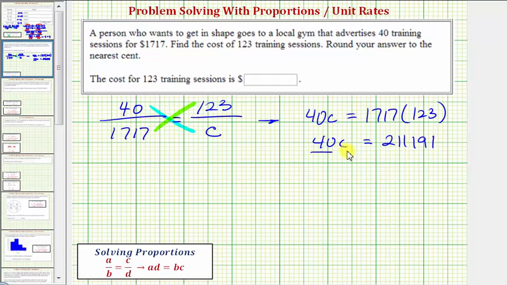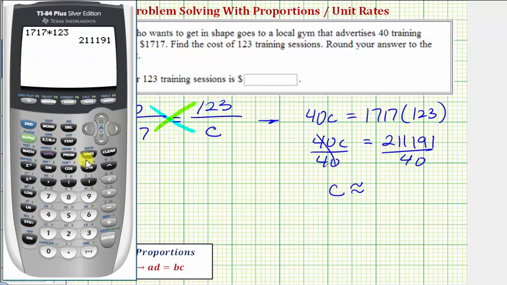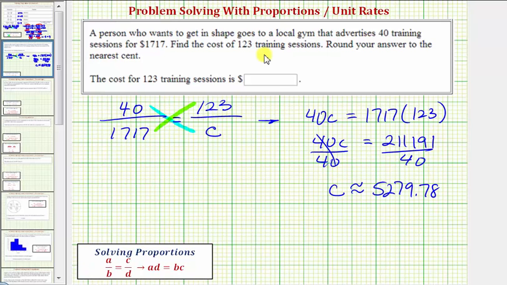So to solve for C, we divide both sides by 40. So this simplifies to 1C or C, and now we'll find this quotient and round to the nearest cent. So 211,191 divided by 40. To the nearest cent, this would be $5,279.78. So this is the total cost for 123 training sessions.